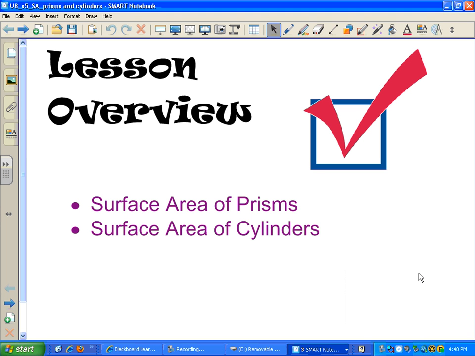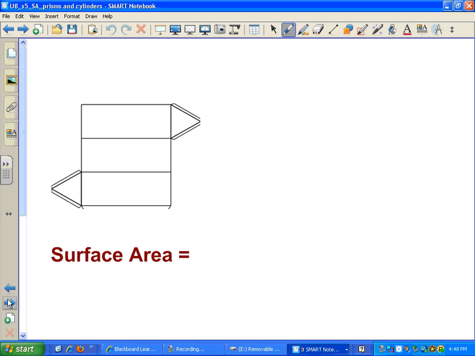In this video, we are going to explore how to find the surface area of prisms and cylinders. We've already explored volume, so now here's our opportunity to look at surface area. So here is a prism.